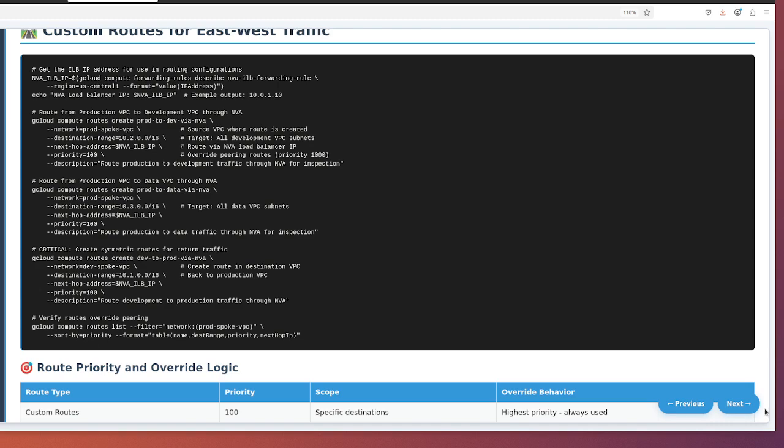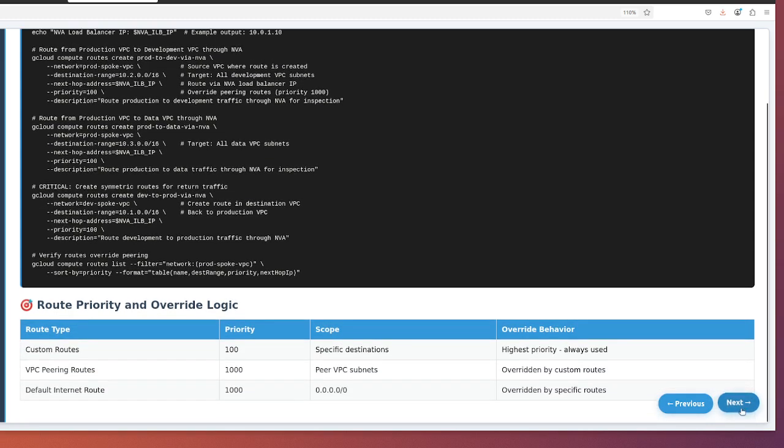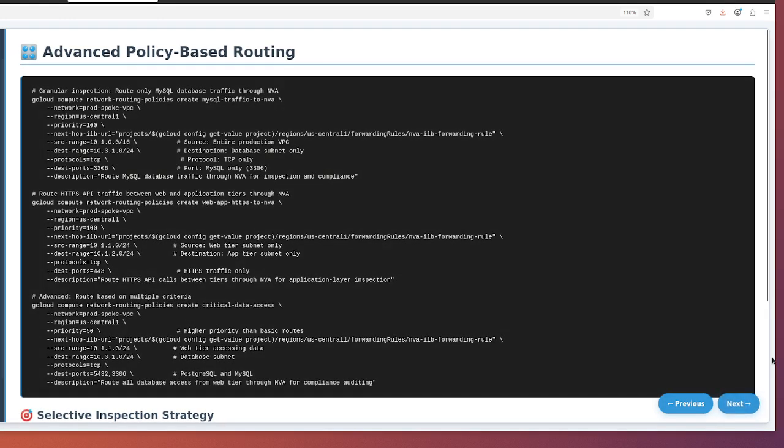In production environments, you might want to be more selective about which traffic gets inspected. For example, you might only route database traffic or API calls through the NVAs, allowing less sensitive traffic to use direct peering for better performance. Policy-based routes offer much more granular control than simple destination-based routing. Instead of routing all traffic to a destination, you can target specific protocols, ports, or even source-destination combinations.